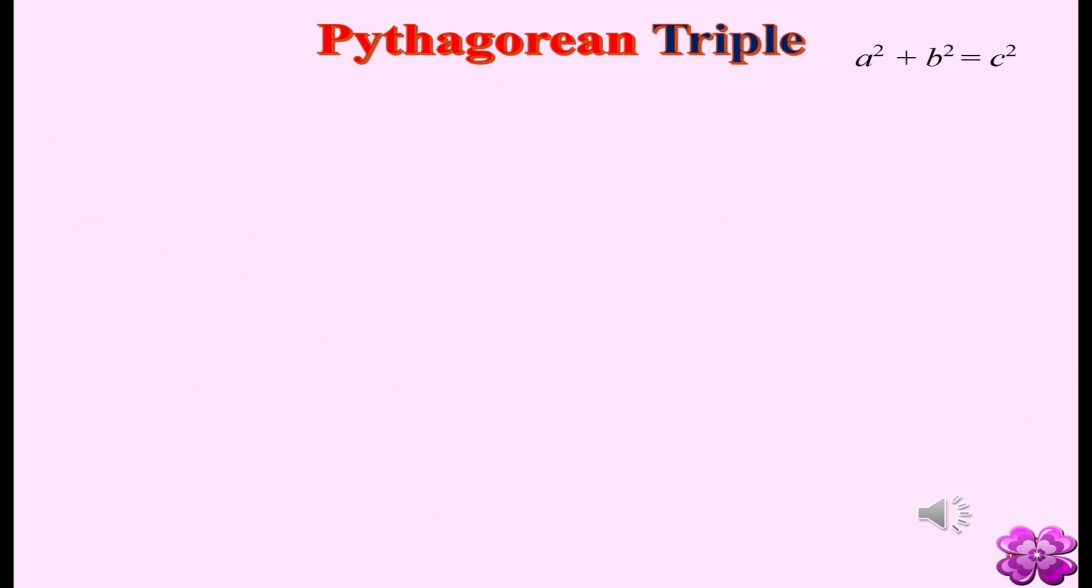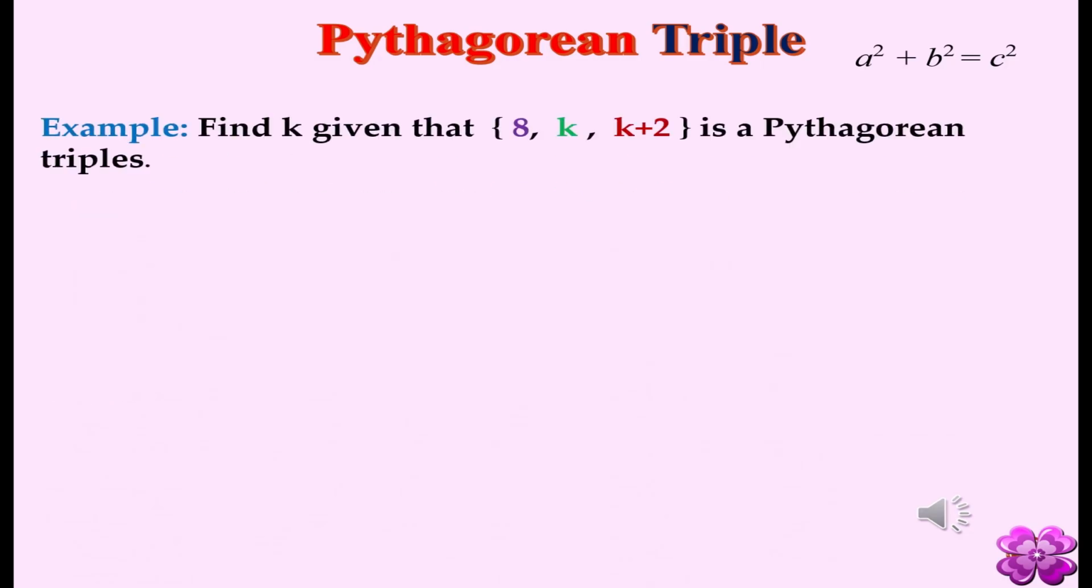Another example. The example says, find the value of k, given that this set is a Pythagorean triple. It means we already know that they are a Pythagorean triple. We are going to find what k would be. So let us start to plug them in the formula. This one is A, this is B, and this one is C. We are going to plug them in the Pythagorean formula.